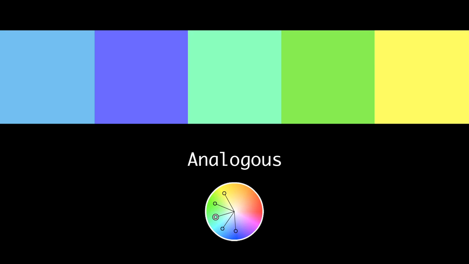When a color scheme has several colors that are adjacent to one another on the color wheel, the color scheme is said to be analogous. Analogous colors are often found in nature, and as such, can be very pleasing to the eye. Yellow, green, and blue is one example, where the green hue is the base color, and yellow and blue are the analogous colors.